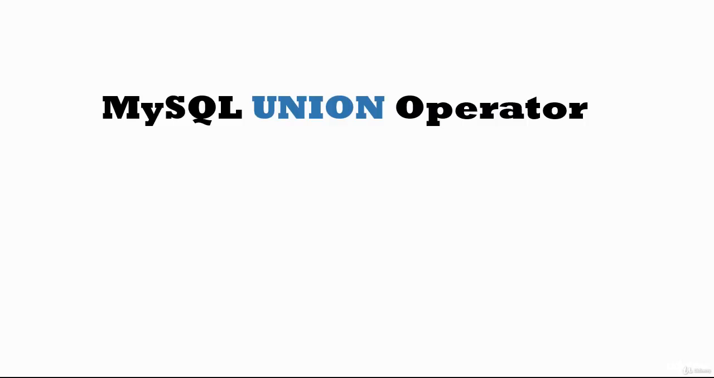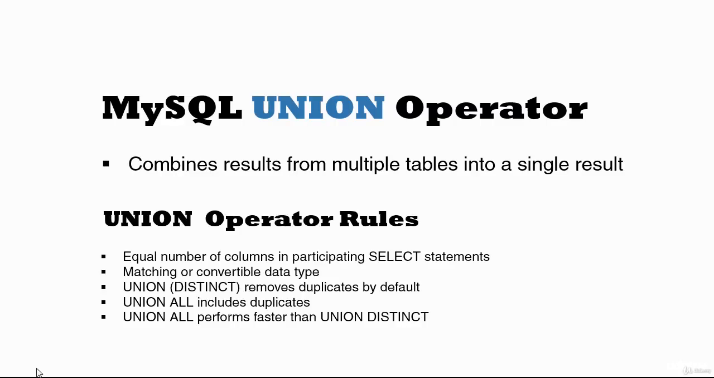There are a few rules that you must follow when using the union operator. When using the union operator, the participating tables from the select statements must have an equal number of columns. So if select statement A has 3 columns, select statement B must also have 3 columns. So they must be equal.